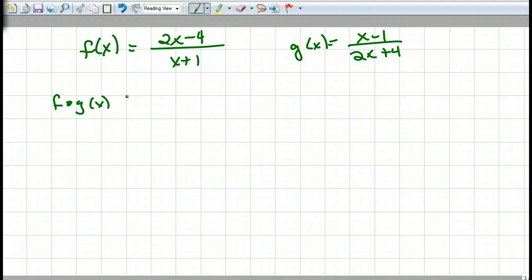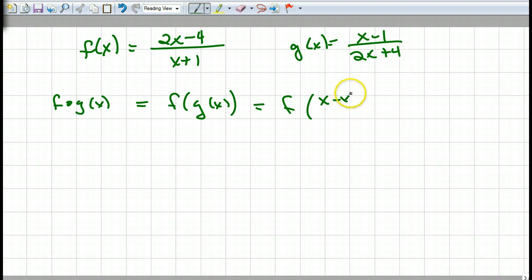We learned this yesterday. Remember, that's the same thing as saying f of g of x this way, with the little open dot. So, I need to actually see if f of x minus 1 over 2x plus 4 equals x. I need to insert that in. So this is going to take a little bit of work, some manipulation.